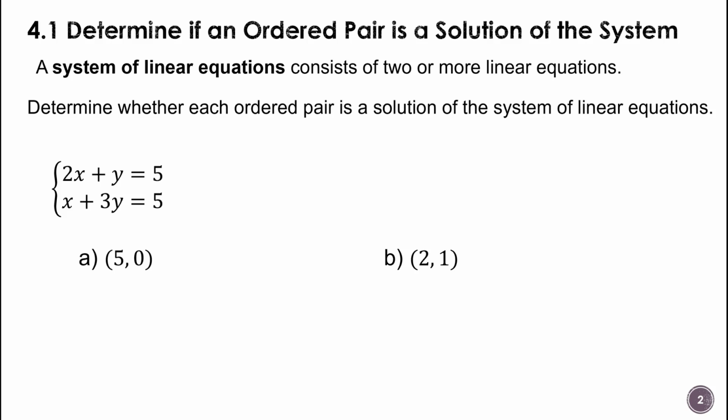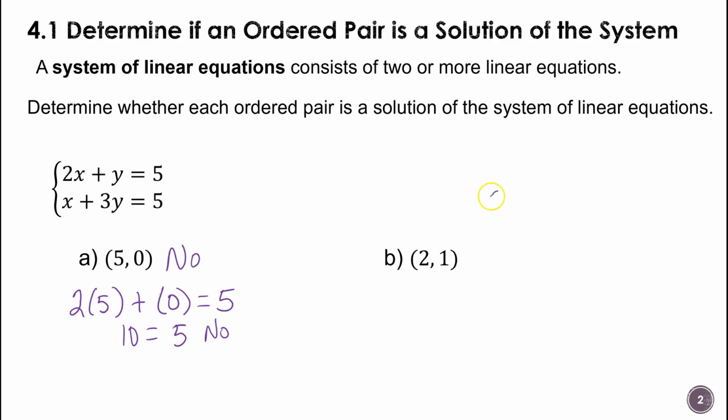Now, a system of linear equations can have two or more equations, and we're just going to start with this first one. Let me get my purple on here. Okay, so we're going to take 2 times 5 plus the y, which is 0, and we're checking to see if this is true or not. We see that 10 is not equal to 5. Since this equation is a no, the answer is no. This cannot be a solution unless it's a solution to both equations.